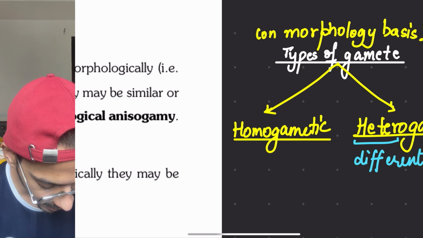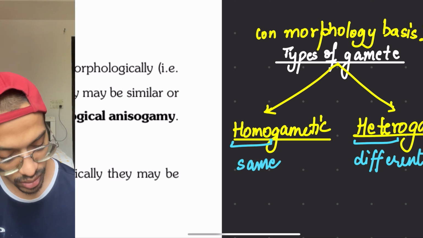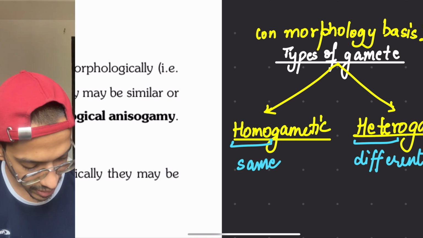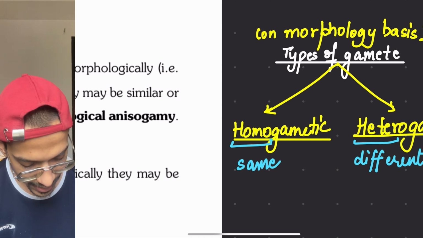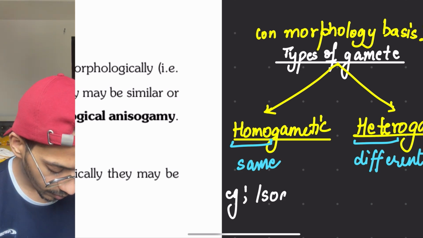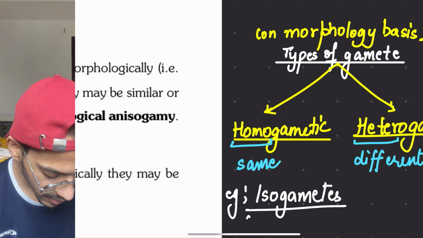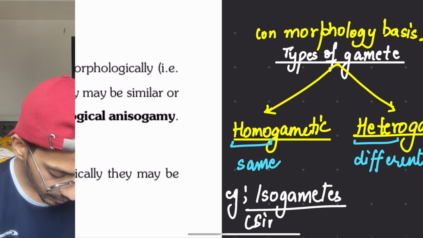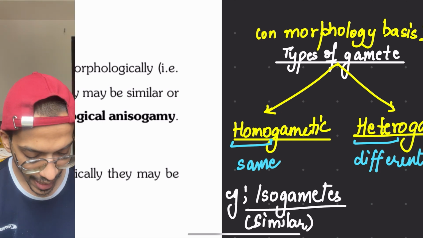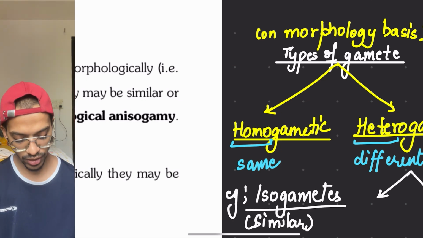Homo means same. Okay, so this thing is there. Then homogametic, only one such example is there. What is that example? This is called isogametes. Iso means similar. Whereas heterogamete has two examples. What are the two examples of heterogametes?